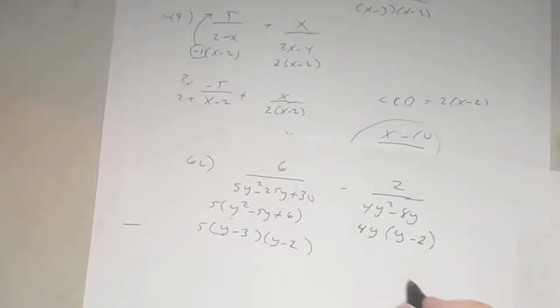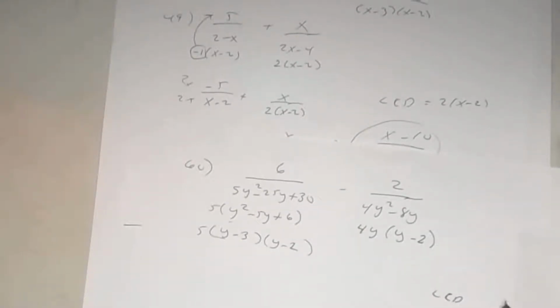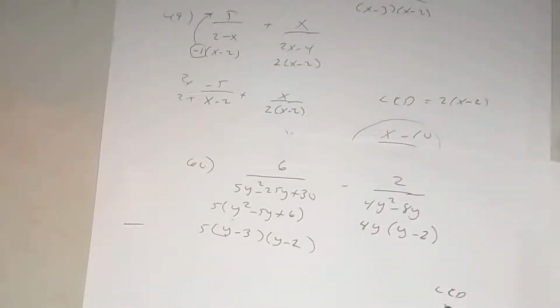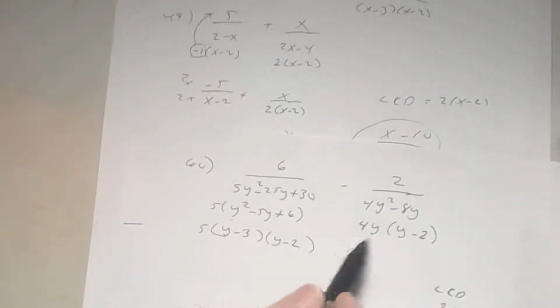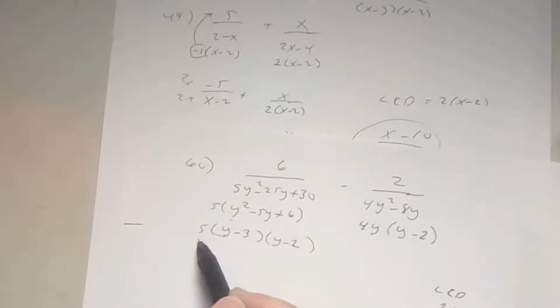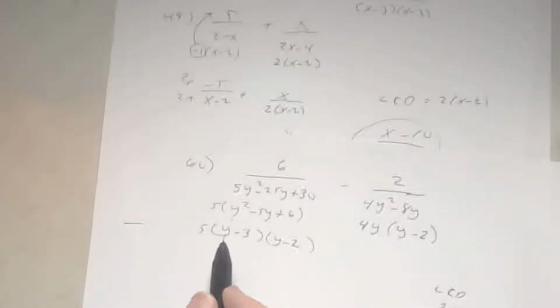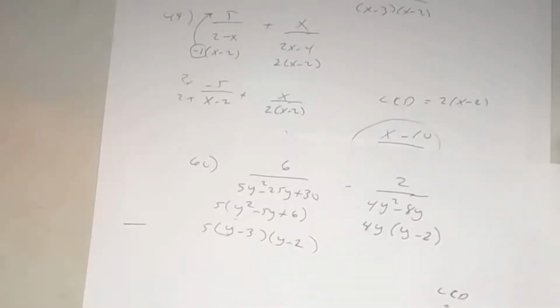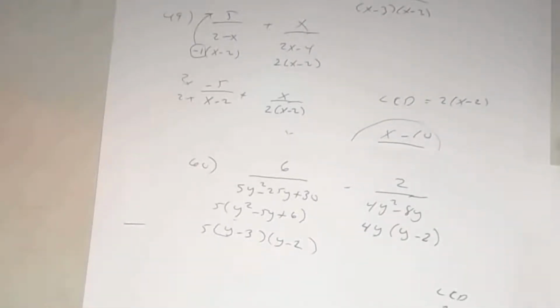All right, so let's talk about the LCD now. Do the coefficients first. You have a 5 and a 4. What's the LCD? 20. Now there's a y here. Are there any factors of y here? No. So how many do I need? 1. So 20y. Now the other factors. I have a y minus 3 here and none here, so I need 1. Then I have y minus 2 here and 1 here as well, so I need 1. That takes care of your LCD.